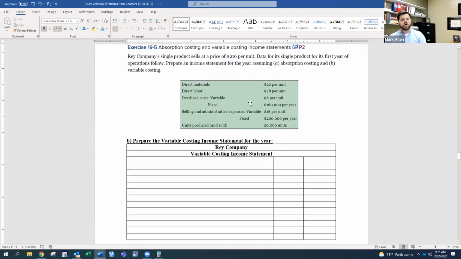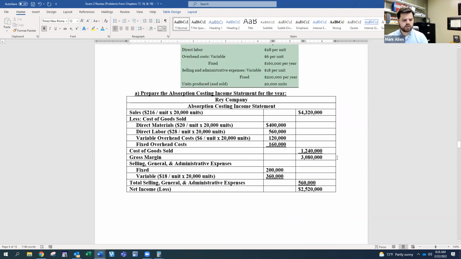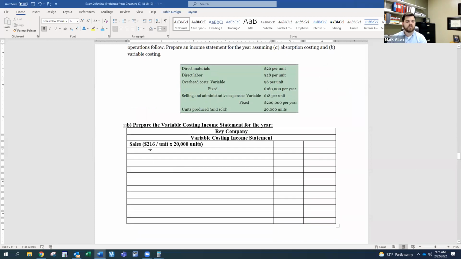Next, absorption costing and variable costing income statements. So we did absorption. Now we're going to do variable. Well, the good news is it's still an income statement. So it still starts with sales. And in this case, that's $216 per unit times our 20,000 units. Did we write that down on the last one? Yes, we did. Okay, good. For some reason, I could not remember writing that. I wanted to go back and correct it if I didn't. So this is $4,320,000. And you'll notice exactly the same as under our absorption costing because it's sales.